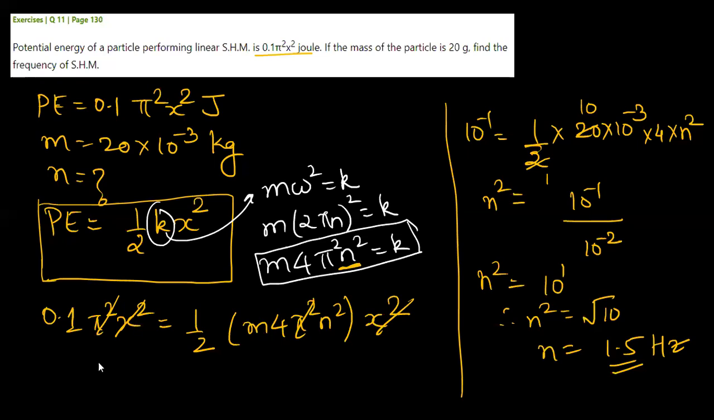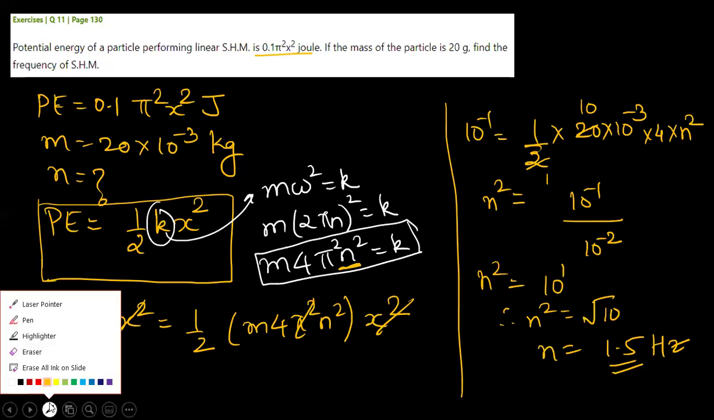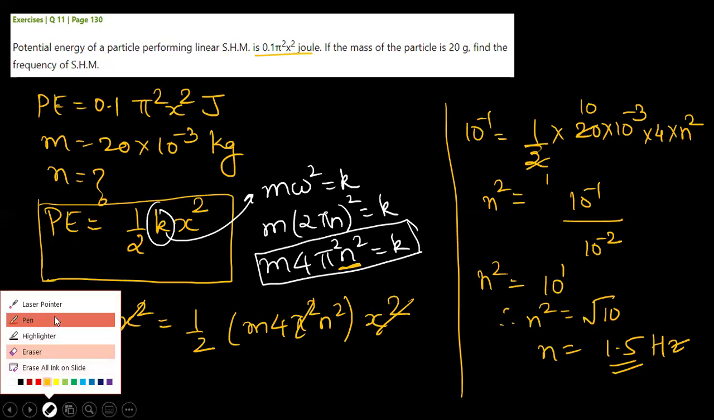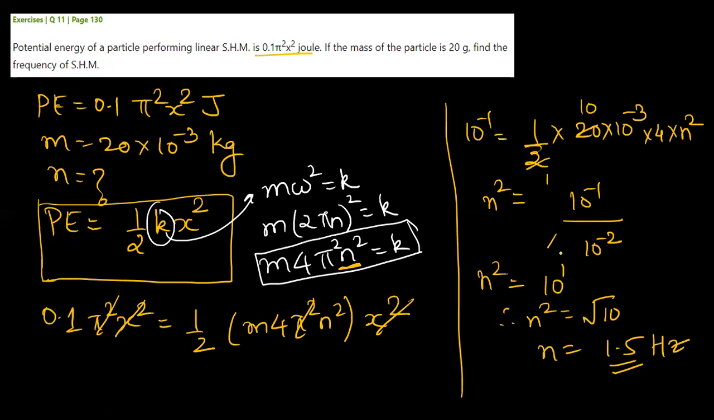Okay, yeah, there is a mistake here. I have not taken that 4. The 4 is to be considered. So here in the denominator, I will have to take 4. Yeah, in the denominator, I have missed the 4. So here this will be 4 into 10 raised to minus 2. So the calculation will be different.